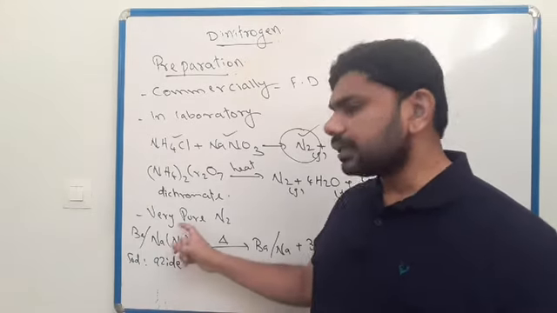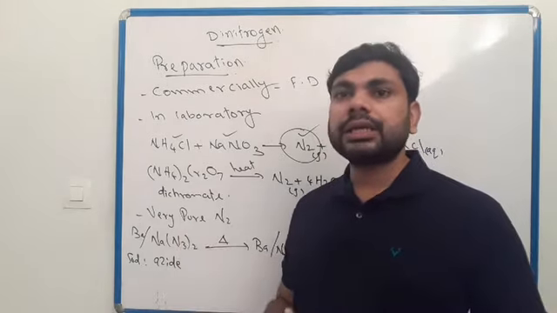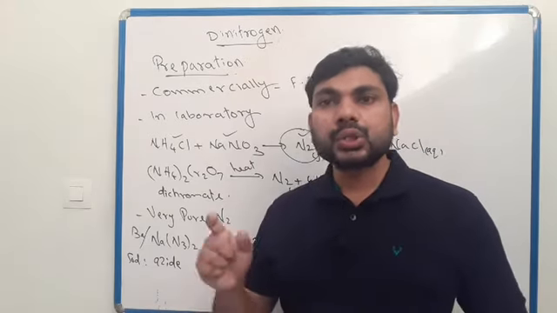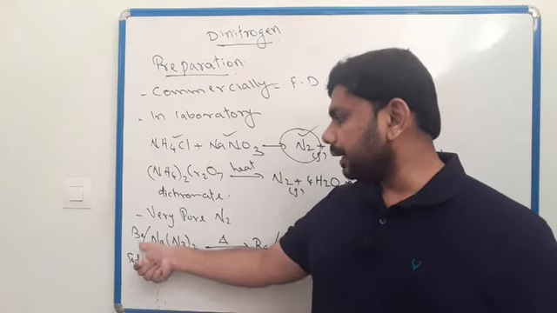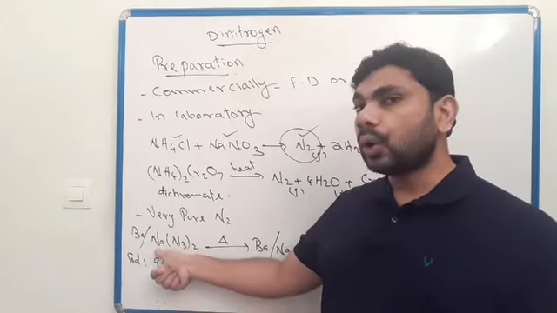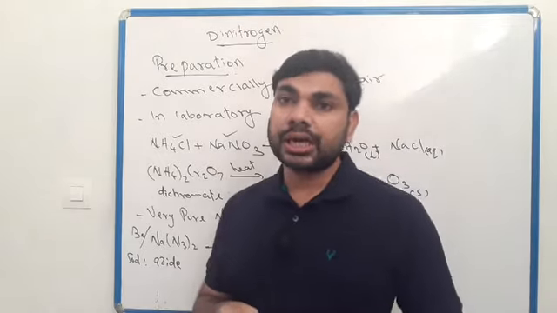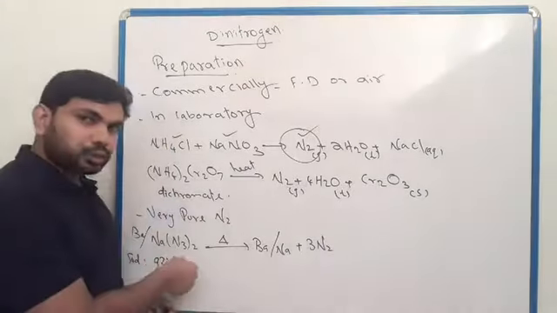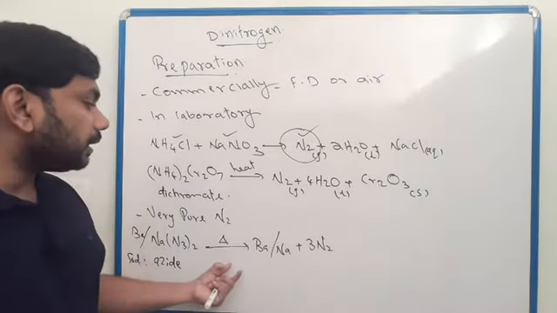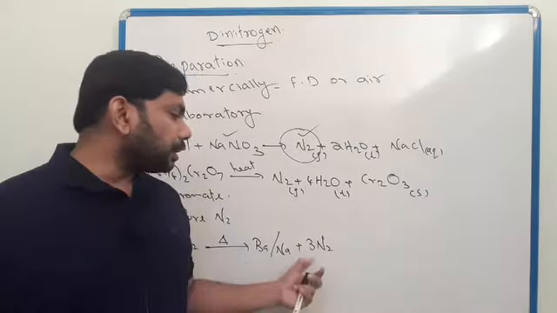Here is the third method for the preparation of dinitrogen. Very pure dinitrogen can be produced from azides, barium azide or sodium azide. Ba(N3)2 or NaN3 is called barium azide or sodium azide. On strong heating, it produces barium or sodium, which separates out, and it produces dinitrogen.